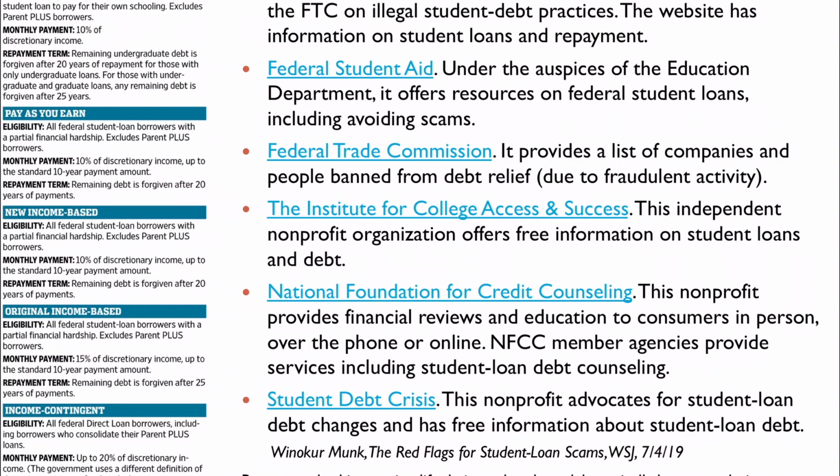Some other free resources for those of you that would like to check it out. I recommend looking at these different types of resources here. Another thing is look at this article down here at the bottom. This is primarily if you want to consolidate or refinance your debt with private lenders. So just some resources for you to be able to look at while considering how to pay off your student debt.